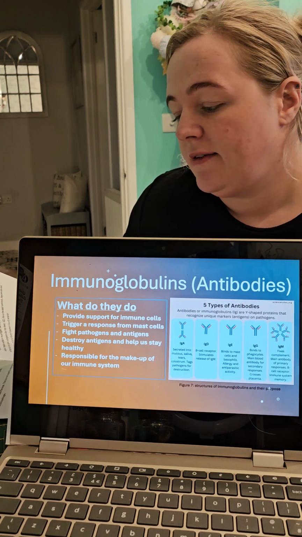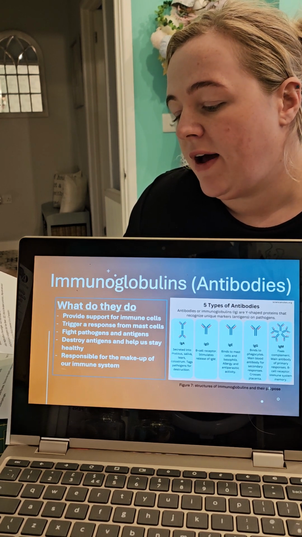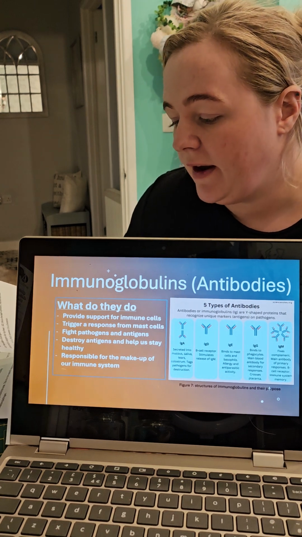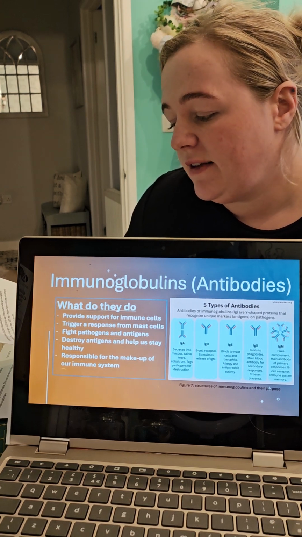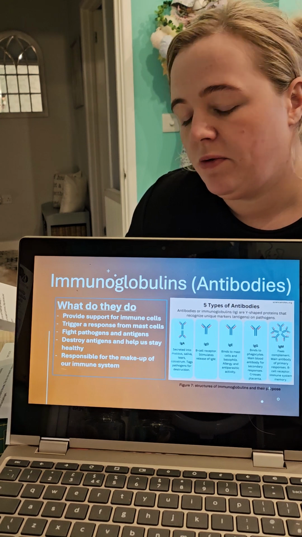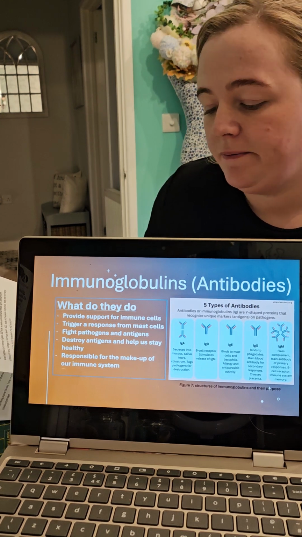IgE is less common, but it does help fight infections in the background and allergens such as hay fever. And IgD, this is the least common and in fact quite rare. Its function is a bit of a mystery, but we do know it is a B receptor.